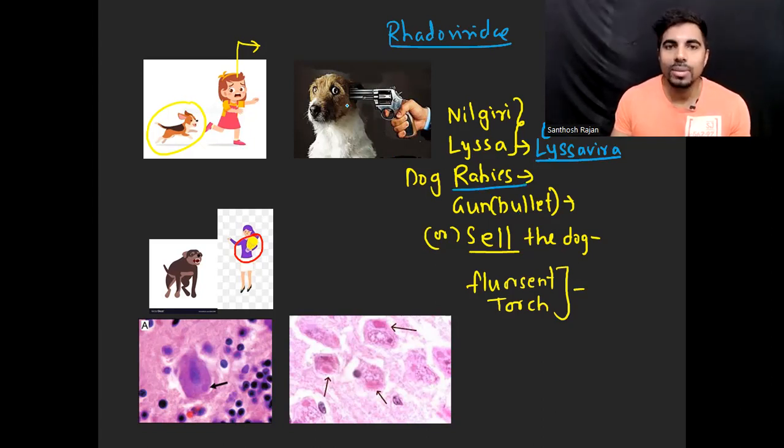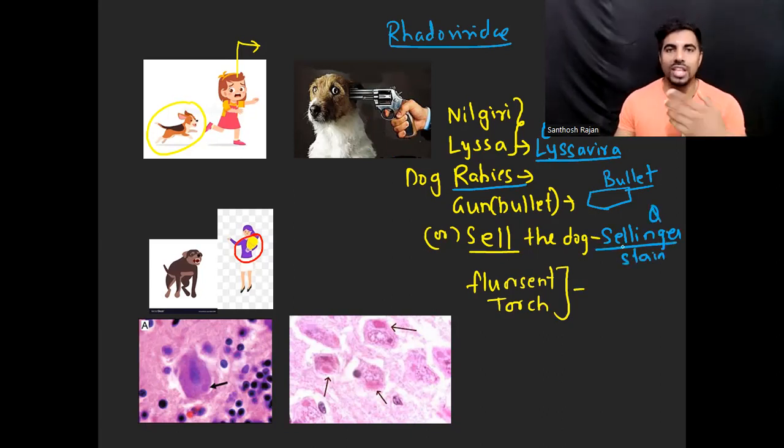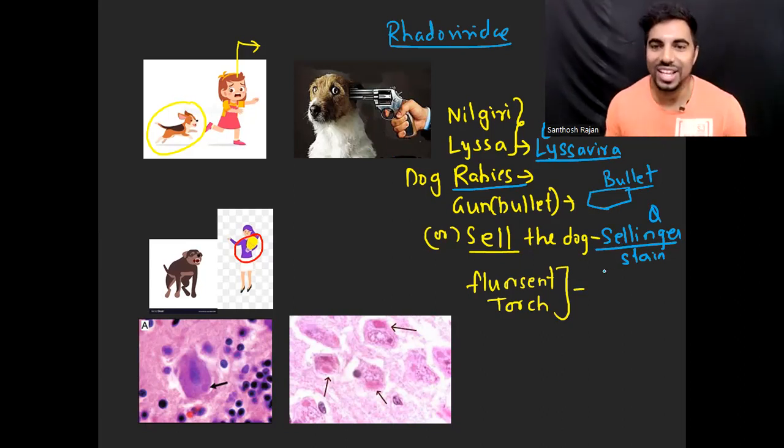Why put gun or bullet? Because the shape of the virus is bullet shaped. Bullet means you should remember rabies. So, bullet shaped. Why did I put sell? The name of the stain is Seller's stain. Seller's stain is also a question. The special stain is this. So sell the rabies dog, Seller's.